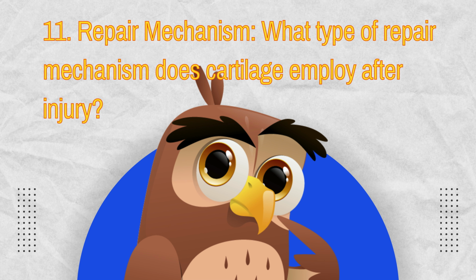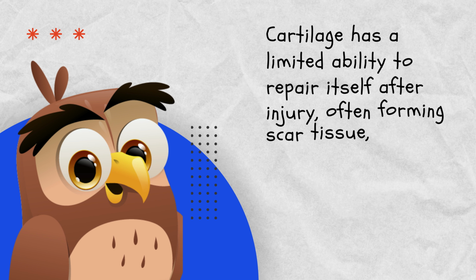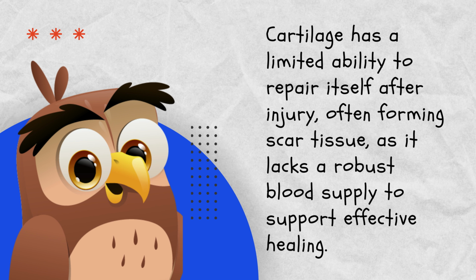11. Repair mechanism. What type of repair mechanism does cartilage employ after injury? Cartilage has a limited ability to repair itself after injury, often forming scar tissue, as it lacks a robust blood supply to support effective healing.